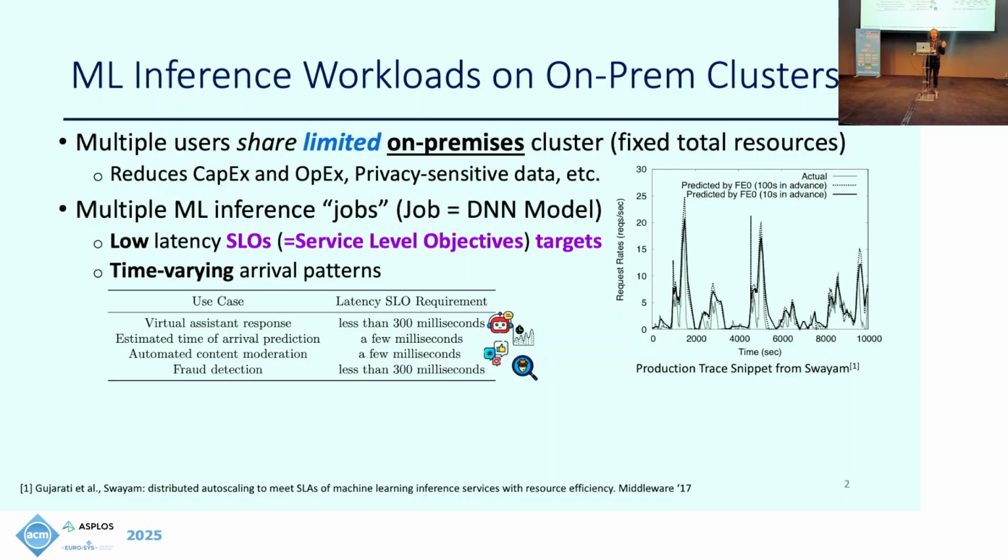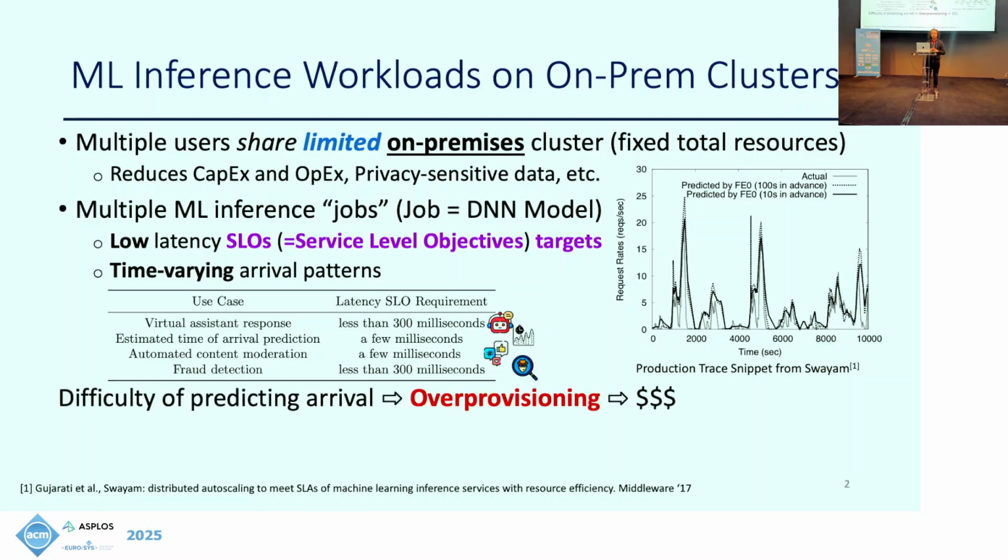Now, predicting these time-varying arrival patterns is very hard. The dark lines on the right plot show the actual arrival pattern, and the dotted lines show the prediction, and it's always off by a little bit. But these jobs have very stringent latency requirements, which may be as low as a few milliseconds for content moderation, to several hundreds of milliseconds for chatbot responses, and so on and so forth. Because it's very hard to predict these variations, you cannot predict how much resources to give to each job to satisfy the SLOs. That means jobs are often over-provisioned, given far more resources quite close to the peak, and that leads to more money invested in these clusters.